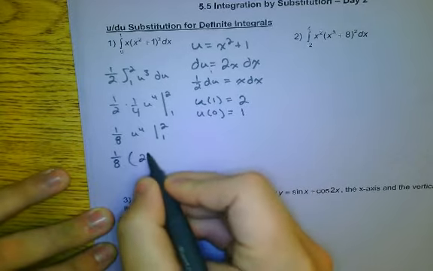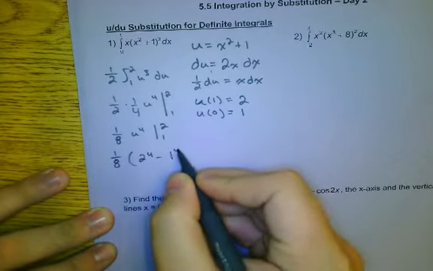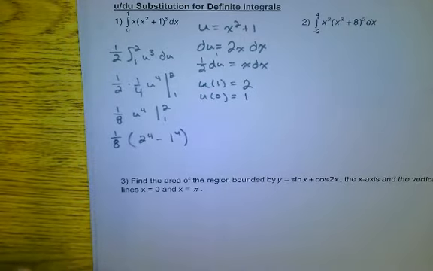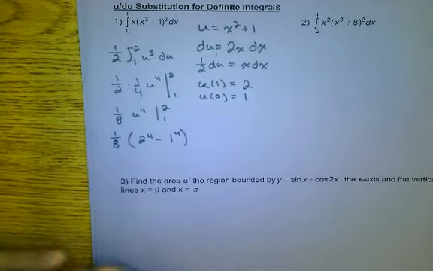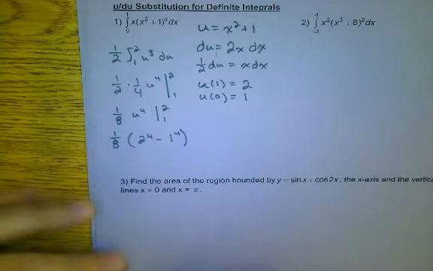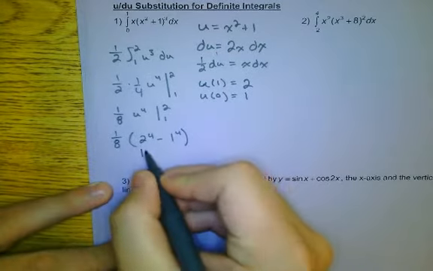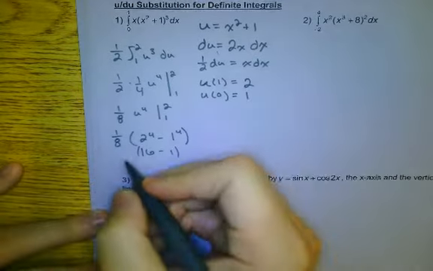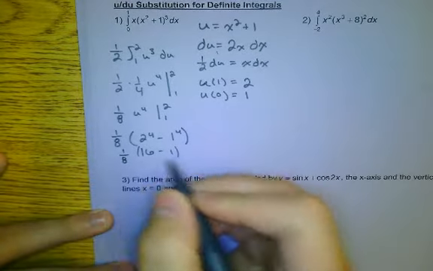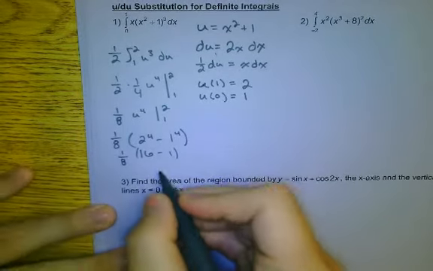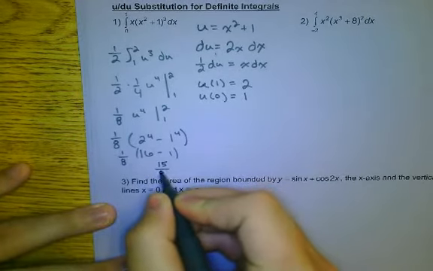So if I plug in a 2, I'm going to get 2 to the 4th minus 1 to the 4th. What is 2 to the 4th? Good job, class. That was an overwhelming 16. What's 1 to the 4th? And then what's our final answer going to end up being here? 15/8.